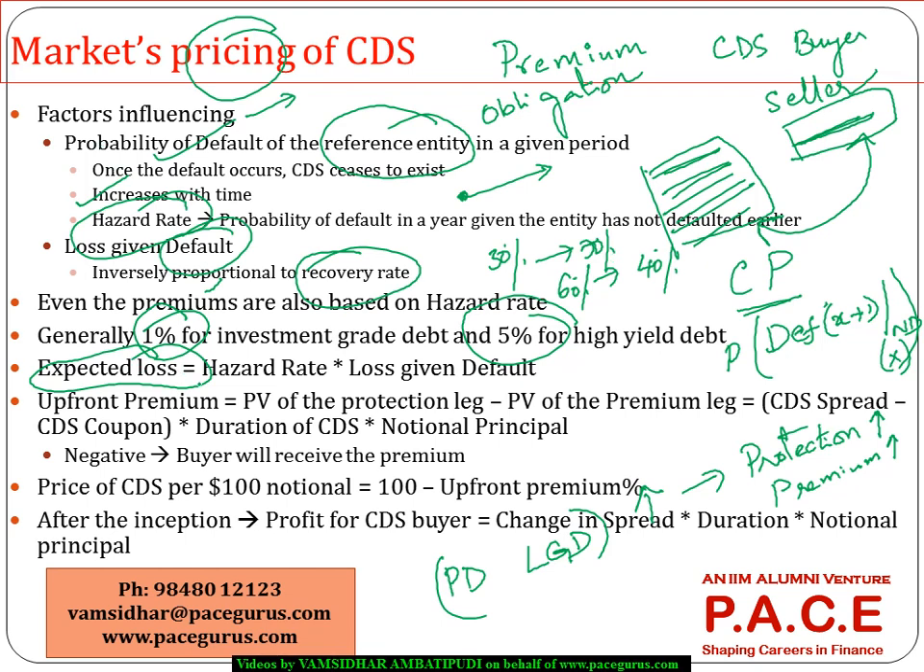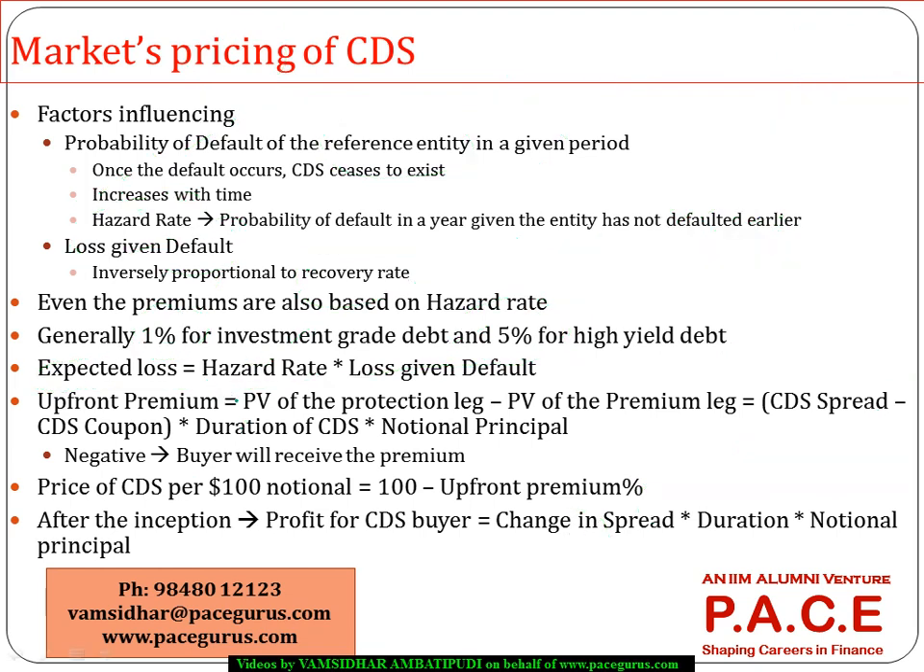And the expected loss is typically computed as the hazard rate multiplied by loss given default. What is the chance of default this year, given that it has not defaulted in the last year, multiplied by what is the loss in case the default is going to occur. And here, from one party's side, there are continuous premium payments, and these payments are called the premium leg. All these payments paid by the protection buyer, we call them the premium leg.